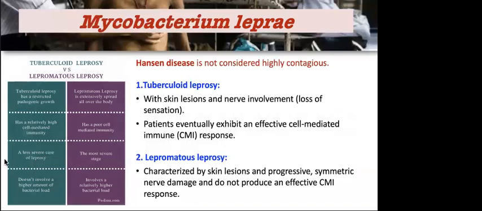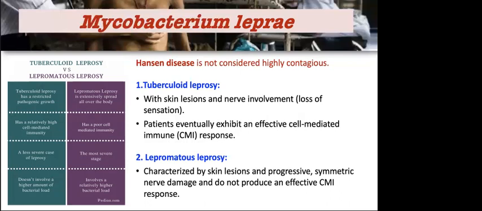So Hansen's disease is not really considered highly contagious, no? Unless you come in contact with people who are positive, and you touch their lesion, and you also have a lesion or a wound. So you allowed entry of the organism. Okay, so there are two forms of Hansen's disease. We have the tuberculoid and the lepromatous.